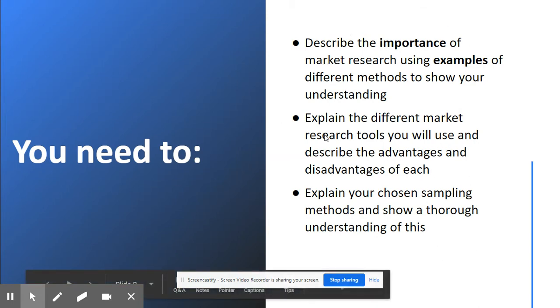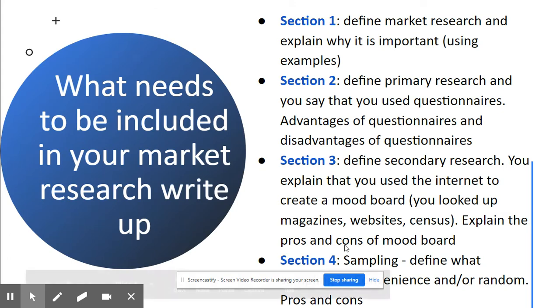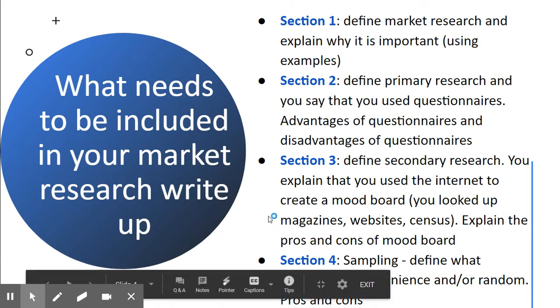So in order to do this, you've got to make sure that you have included all of these reasons why market research is important. So it's really important that you go over your coursework and you check that you've written and that you've explained what we mean by reducing risk, to promote the organization, to understand the market, to aid decision making, to gain the customers' views, and to basically develop an informed product. Okay, so a product that has been developed because you have done your research. Okay, so all of these need to be included in the first bit where you explain the reason why market research is important.